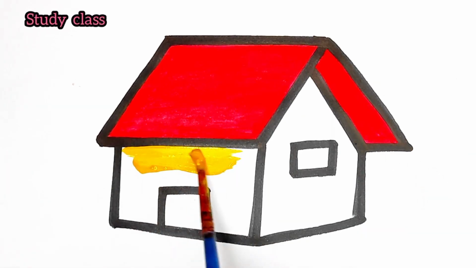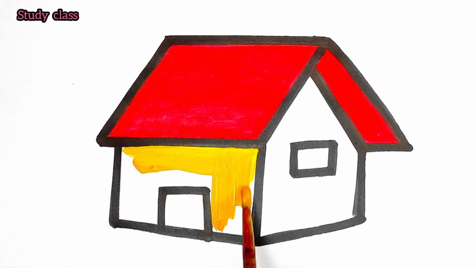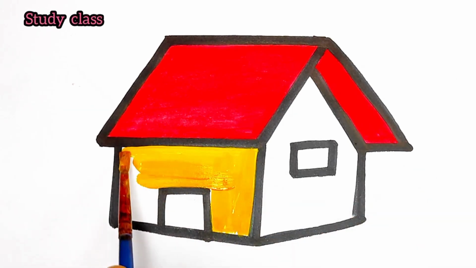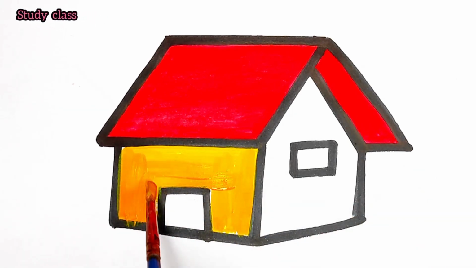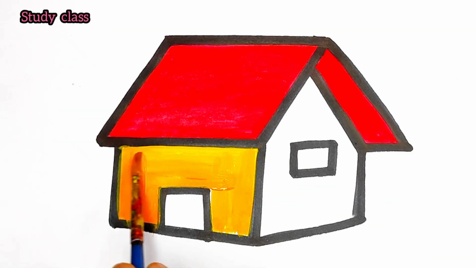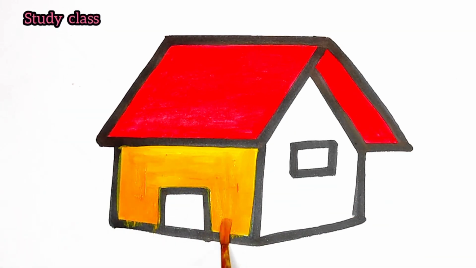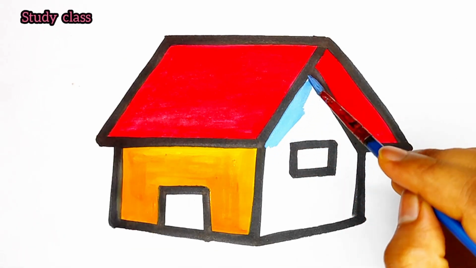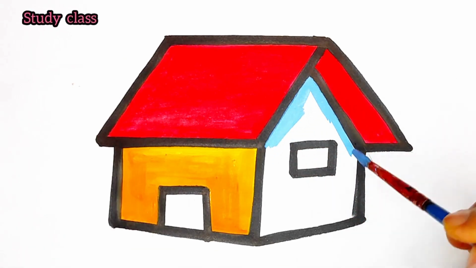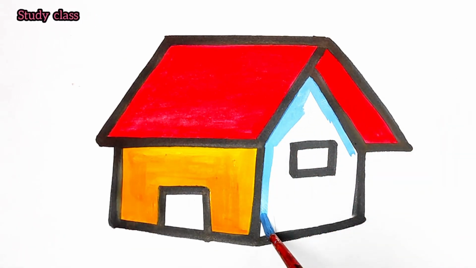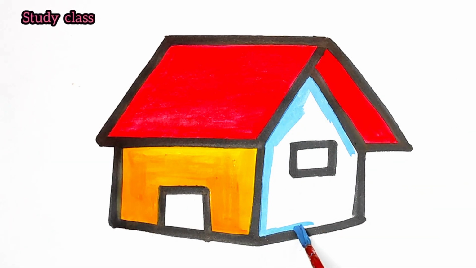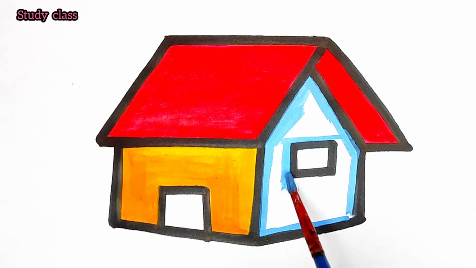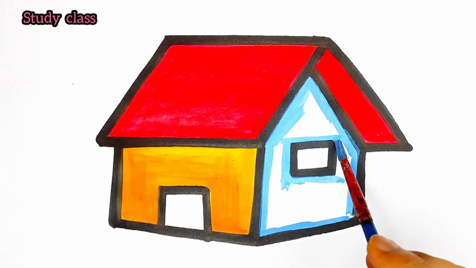This is yellow color. Here, we use yellow to color the wall of the house. In another part of wall, we use sky blue color. Blue color.